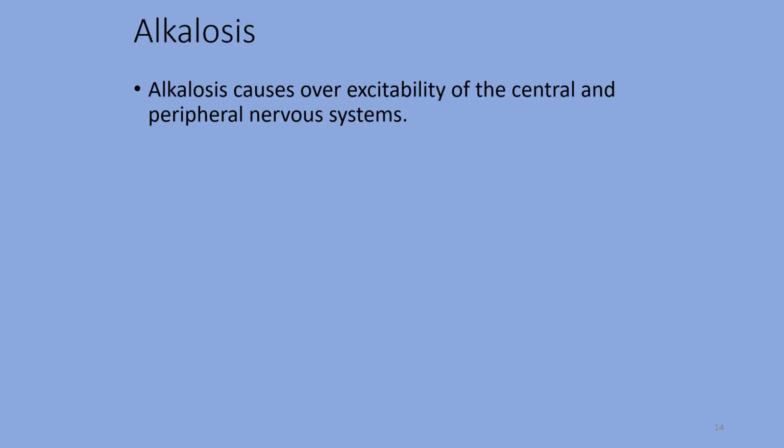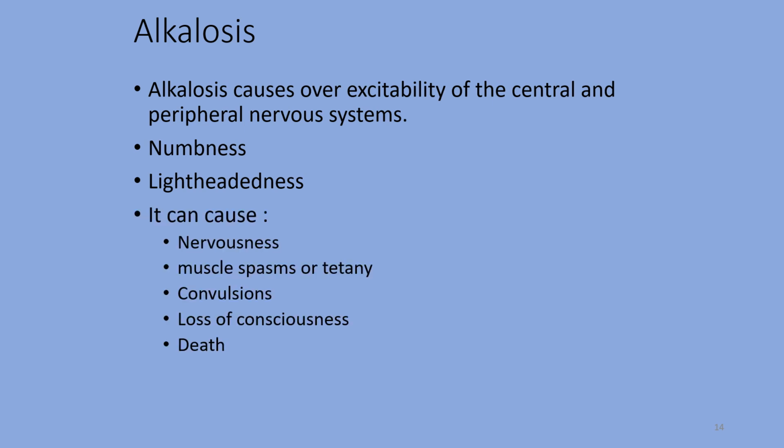Alkalosis causes over-excitability of the central and the peripheral nervous system, numbness, lightheadedness. It can cause nervousness, muscle spasm or tetany, convulsions, loss of consciousness and death.